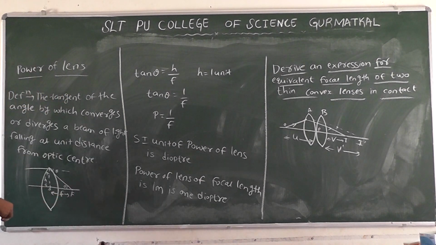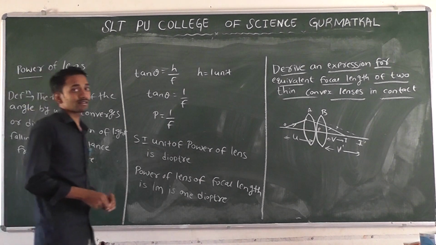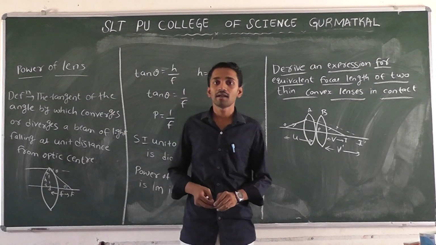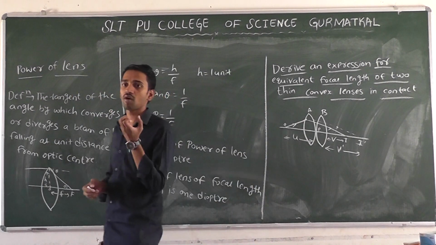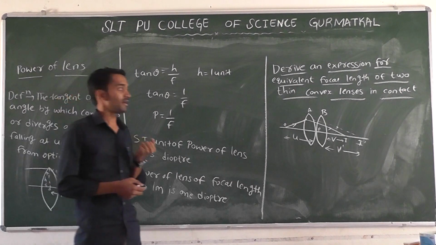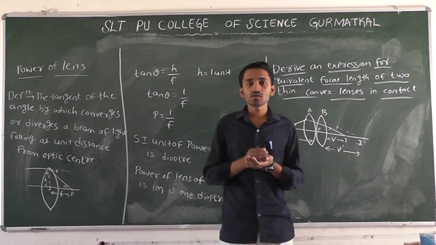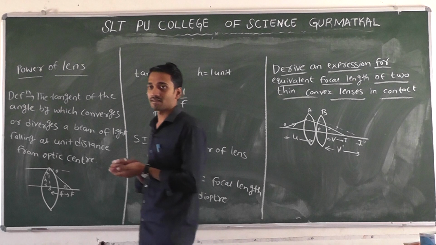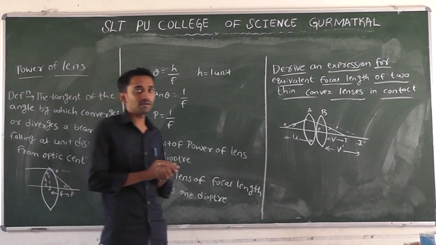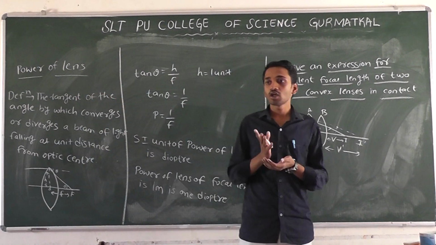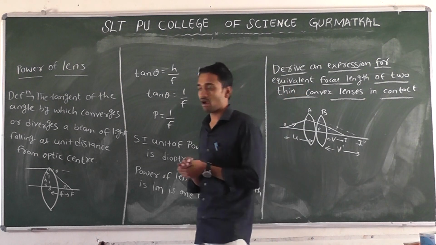So, what is the power of a lens? The power of a lens is the ability to converge or diverge rays of light. It is the capacity of a lens. Suppose we take a convex lens, it will converge the rays of light. Suppose we take a concave lens, it will diverge the rays of light.